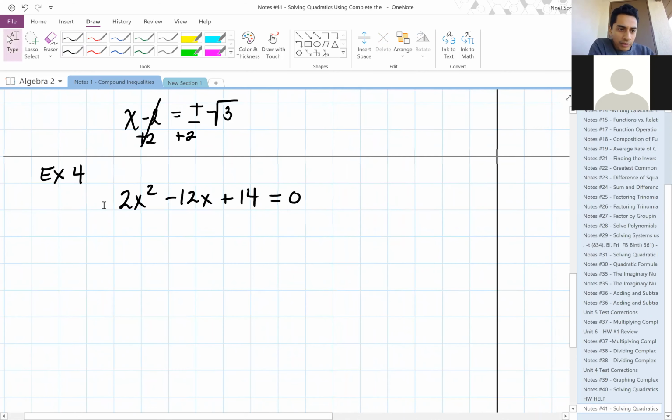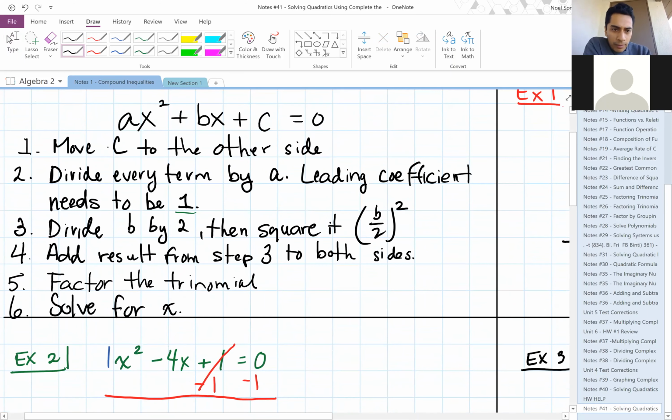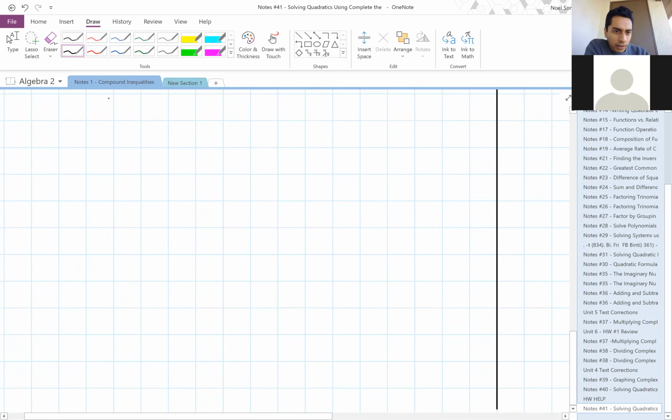Well, remember there's an additional step there that takes care of this for us. So step 1 is still that you move c to the other side, but then when you get to step 2, you're going to divide every term by a. So if a happens to be, let's say 4, then you would divide everything by 4. In this case, the leading coefficient for us is a 2, so you divide everything by 2. Eventually what you want is the leading coefficient to be 1, because then that helps you factor in a much easier way.